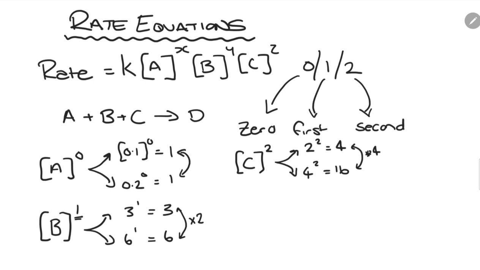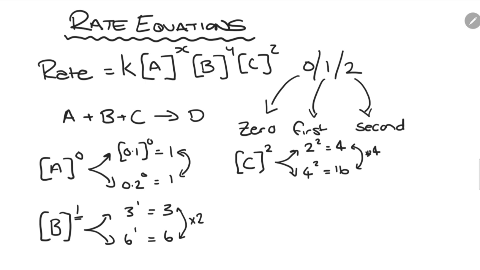If we double the concentration of a second order reaction, the rate will go up by 4, 2 squared. Likewise, if we were to triple it, for a first order, it will go up by 3, but a tripled concentration for a second order reaction will go up by 9, 3 squared.